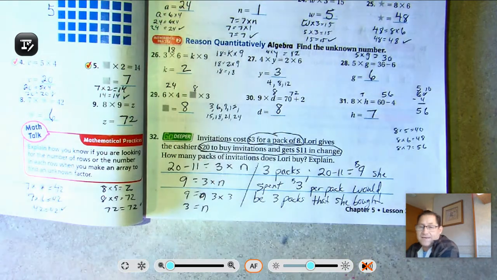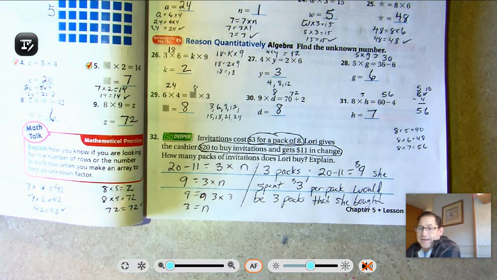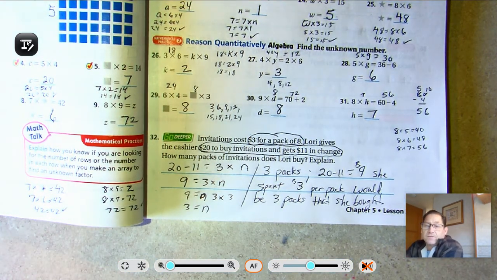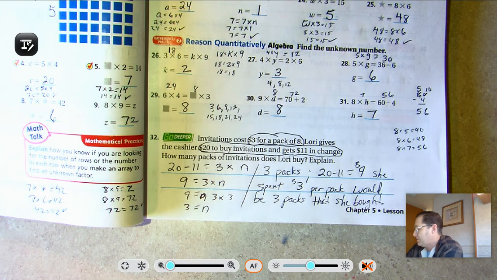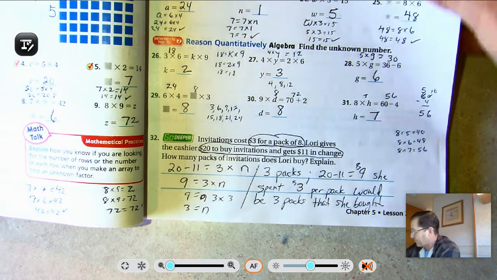Okay, so if 20 take away 11 is $9, she spent $9. She had to buy, each pack cost her $3. So how many packs did she buy if she spent $9? 3, 6, 9. She bought 3 packs.